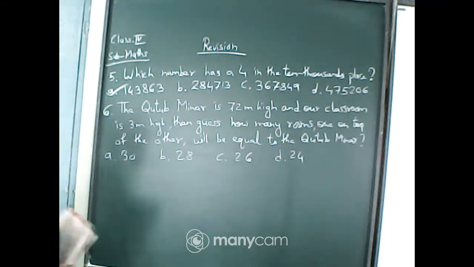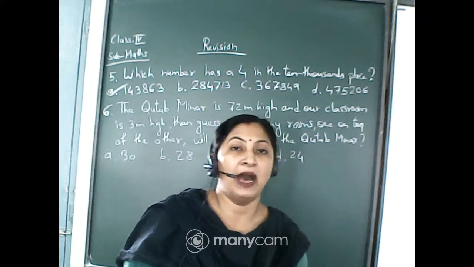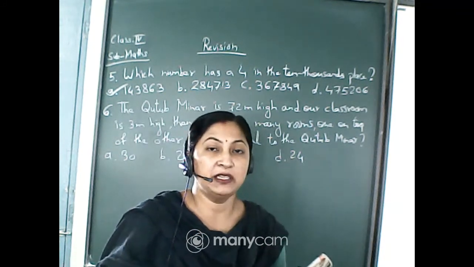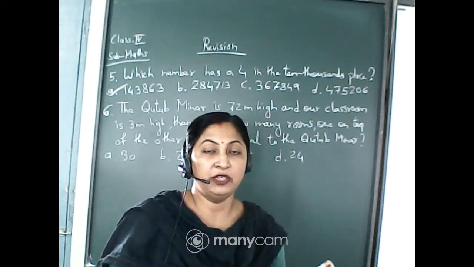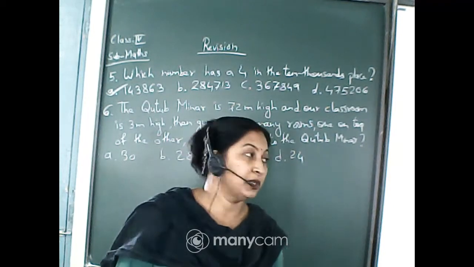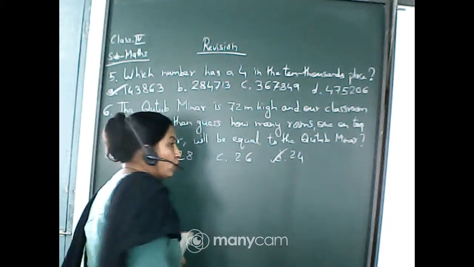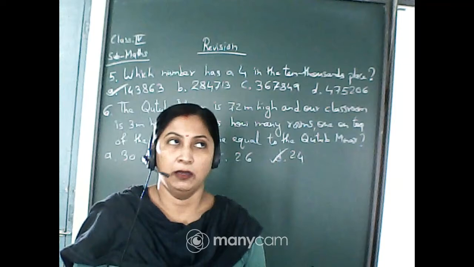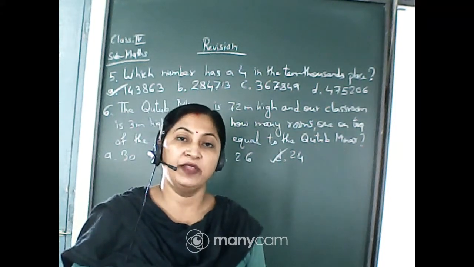So for this you have to divide. You will divide the height of Qutub Minar by the height of the room. That means 72 divided by 3. So 72 divided by 3 is 24. So the answer is option number D, that is 24. So 24 rooms is equal to the height of the Qutub Minar.